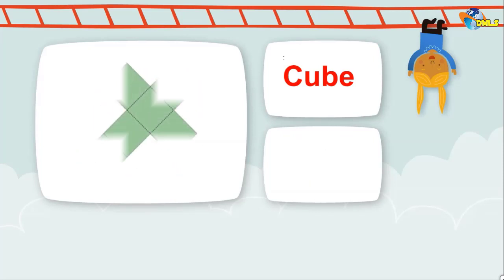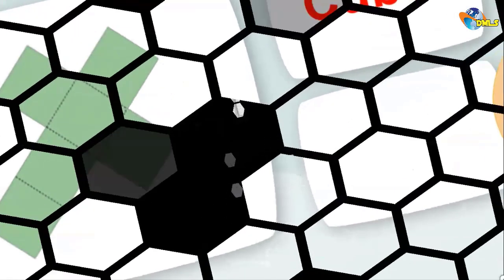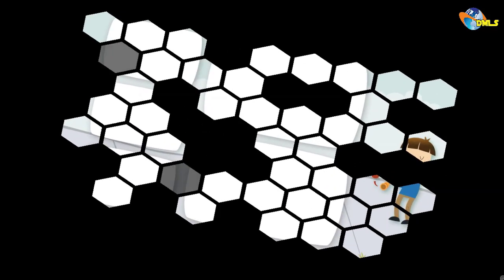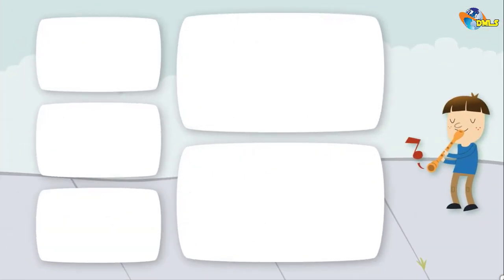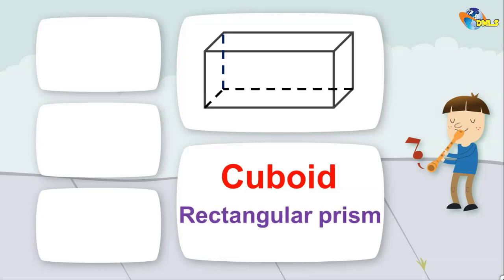Again, I can open a cube. It has 6 faces as squares and all faces have the same size. We have another solid. This solid is called cuboid. It has another name, rectangular prism.